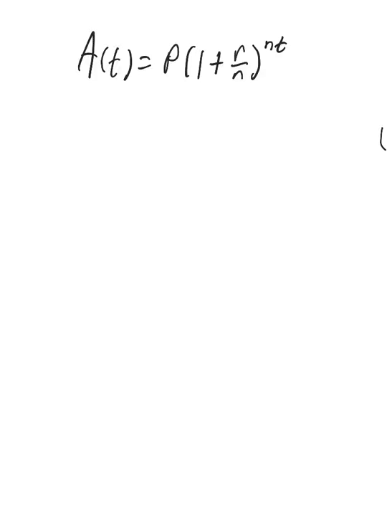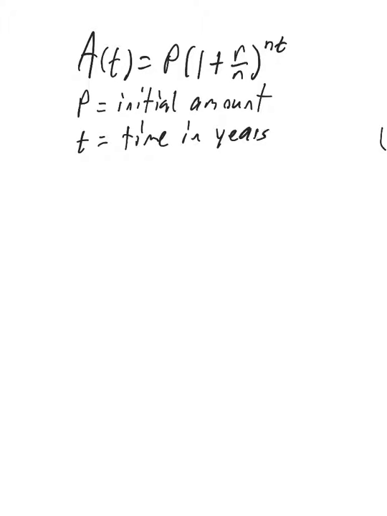And again, here the P is the initial amount, how much you have at time 0. T is going to be the time in years. 100R is the percent growth rate. R will usually be given as a decimal. So 100R is the percent. So if you have a 5% rate, R is 0.05.